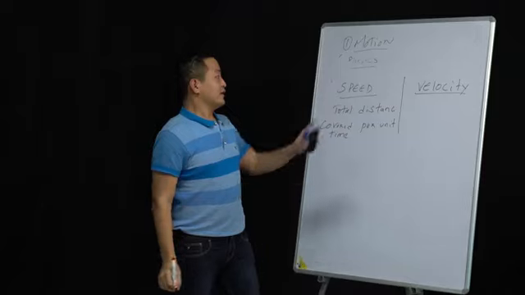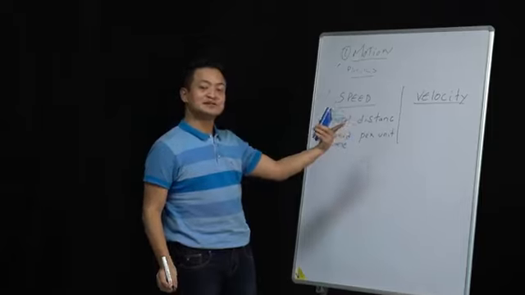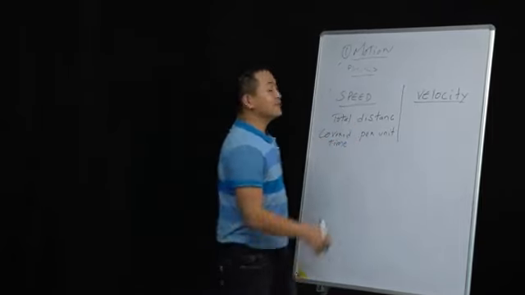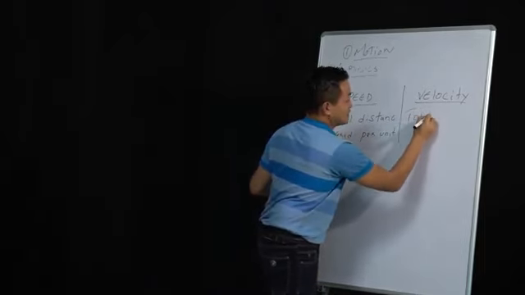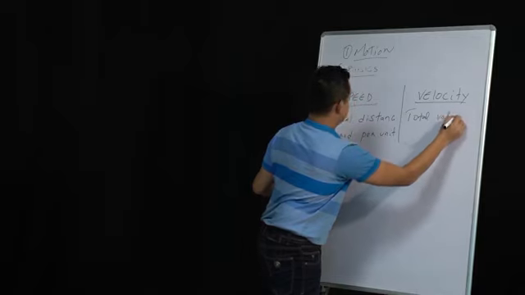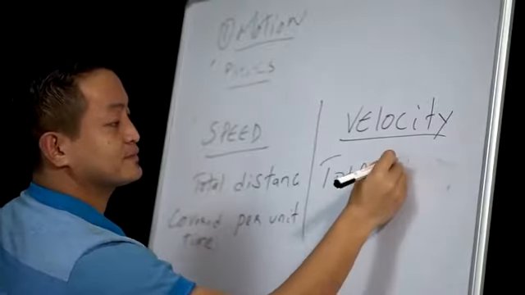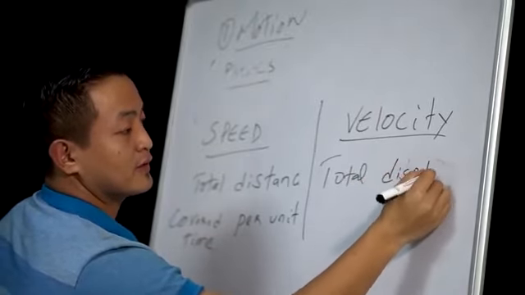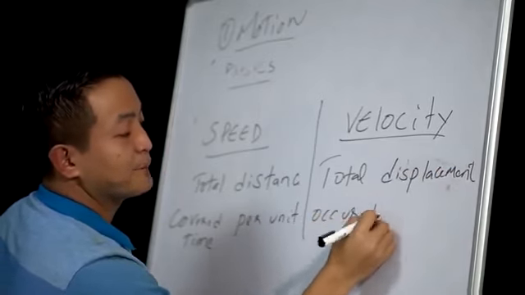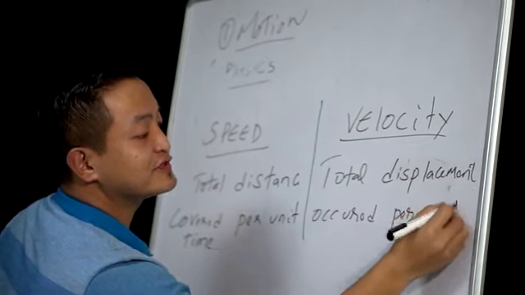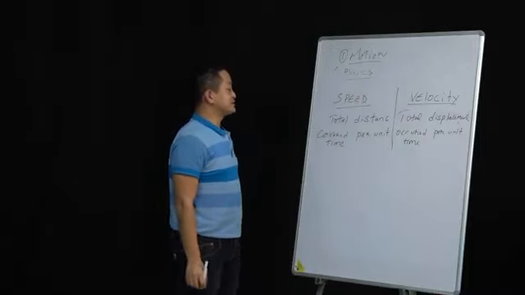Clear? And velocity is to do with displacement. That means if I say displacement, it is to do with direction, and magnitude as well. So velocity is the total displacement occurred per unit time. So this is the difference between them. One is to do with distance and one is to do with the displacement.